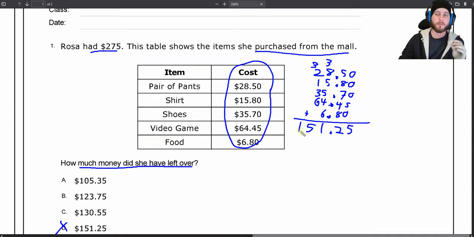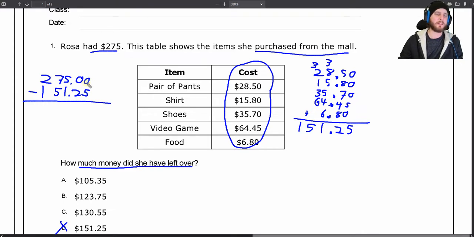You had to subtract that amount from 275. So $275.00 minus $151.25. Let's go ahead and subtract that. We can't do 5 taken away from 0, and we also can't borrow from this 0. So I've got to change this 0 to a 10. Borrow from this 5, make it a 4. Then borrow from this 10, make it a 9. So we've got 10 minus 5, which is 5.